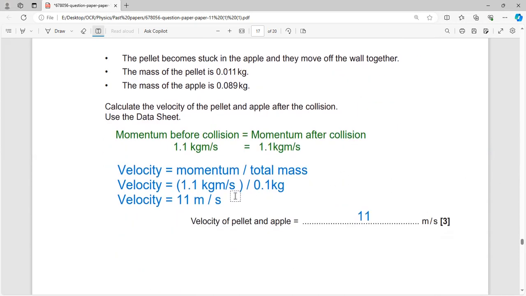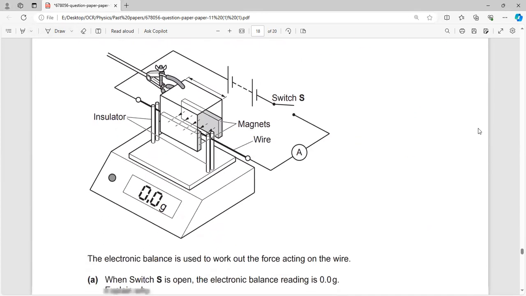Now, if you divide the momentum by the 0.1 kg mass, we get the velocity. The kg unit will cancel with the kg, and our final answer will stay, which is going to be 11 meters per second. So this will be our final velocity of the apple. Here we got our answer.